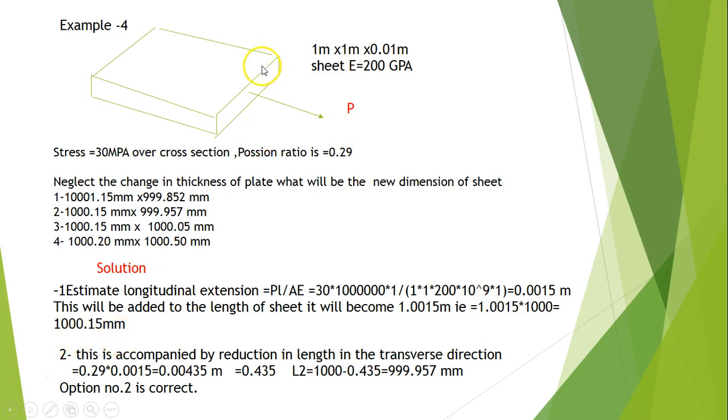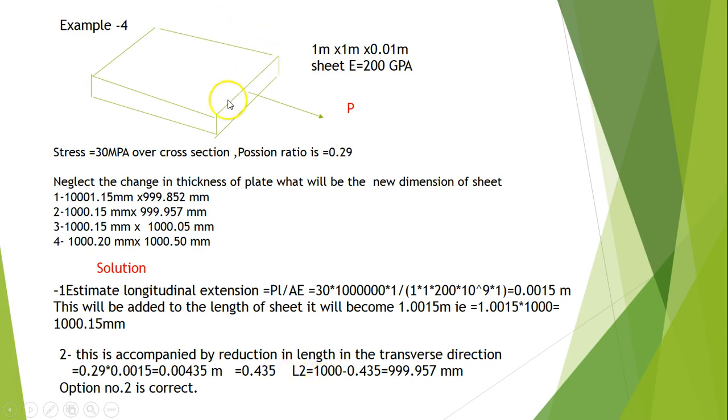But keeping in mind that this is accompanied by a reduction in the length of the transverse direction, and the amount of the reduction will be equal to Poisson's ratio times this deformation. We multiply by the deformation, and we get the reduction in the transverse direction which we are looking for. 0.29 multiplied by 0.0015 will give us 0.000435 meter. We multiply by 1000, and it becomes 0.435 millimeter. It is minus since it is compression.